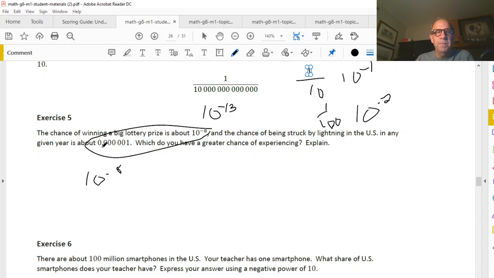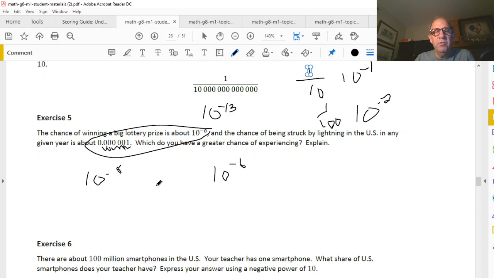This would be, if I divide by 10, I move my decimal one spot over. Divide by 10 again. Divide by 10 again. Divide by 10 again. Divide by 10 again. Divide by 10 again. So I keep dividing till I get past that 1. That would be 10 to the, how many times did I move? 1, 2, 3, 4, 5, I moved 6 times. I divided by 6.